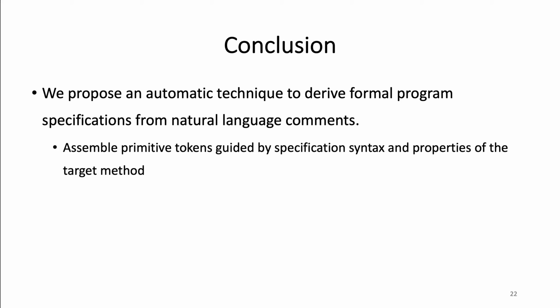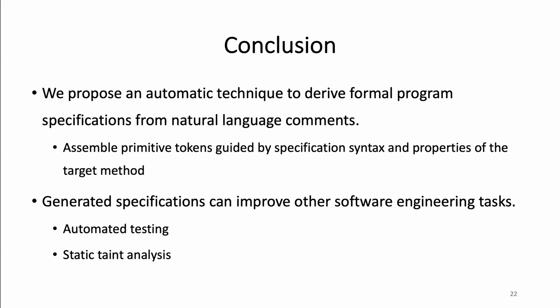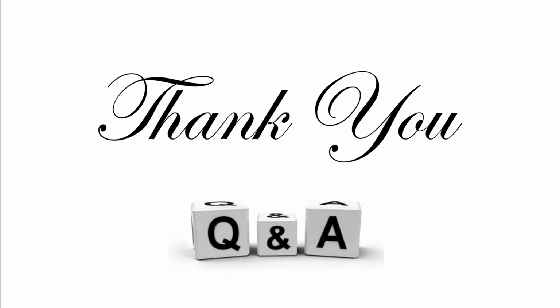In conclusion, we propose an automatic technique to derive formal program specifications from natural language comments. It works by assembling primitive tokens guided by specification syntax and properties of the target method. Our generated specifications can improve other software engineering tasks like automatic testing and static taint analysis. Thank you for listening.